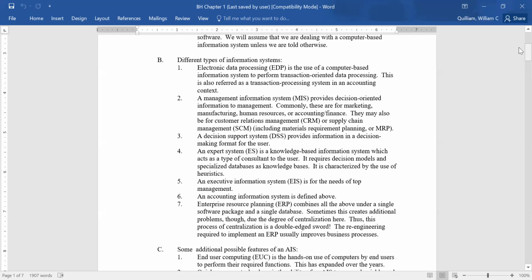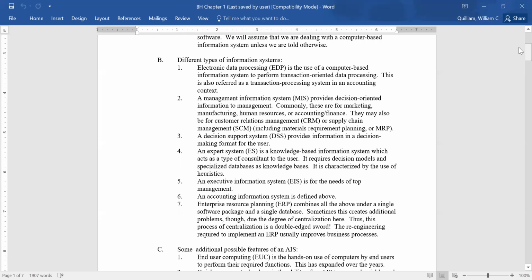Then we defined an accounting information system above. More sophisticated still would be an enterprise resource planning system, or an ERP. It combines all the above under a single software package and a single database. And sometimes this creates additional problems, though, due to the degree of centralization here. So if the ERP has problems, it's centralized, so all the other operations within the company do too. So thus, this process of centralization is a double-edged sword. Some good points, some bad points.